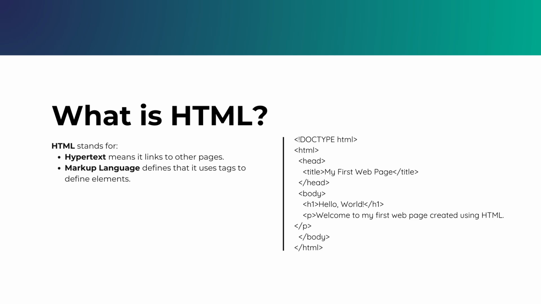For example, when you want to create a heading on a web page, you'll use the <h1> tag for the largest, most important heading. If you want to add paragraphs of text, you'll use the <p> tag. Want to insert an image? That's done with the <img> tag. HTML also allows you to create lists, tables, forms, and much more.